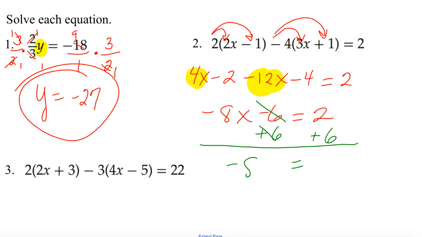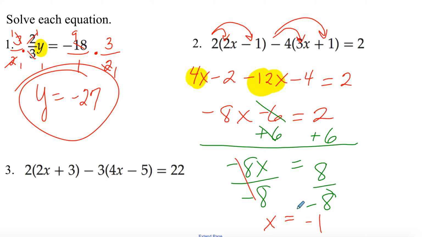And I have on the left -8x equals 8. The last thing I need to do to get x alone is divide by -8, because it's being multiplied by -8. And this one gives me x, because my -8's cancel, equals -1.